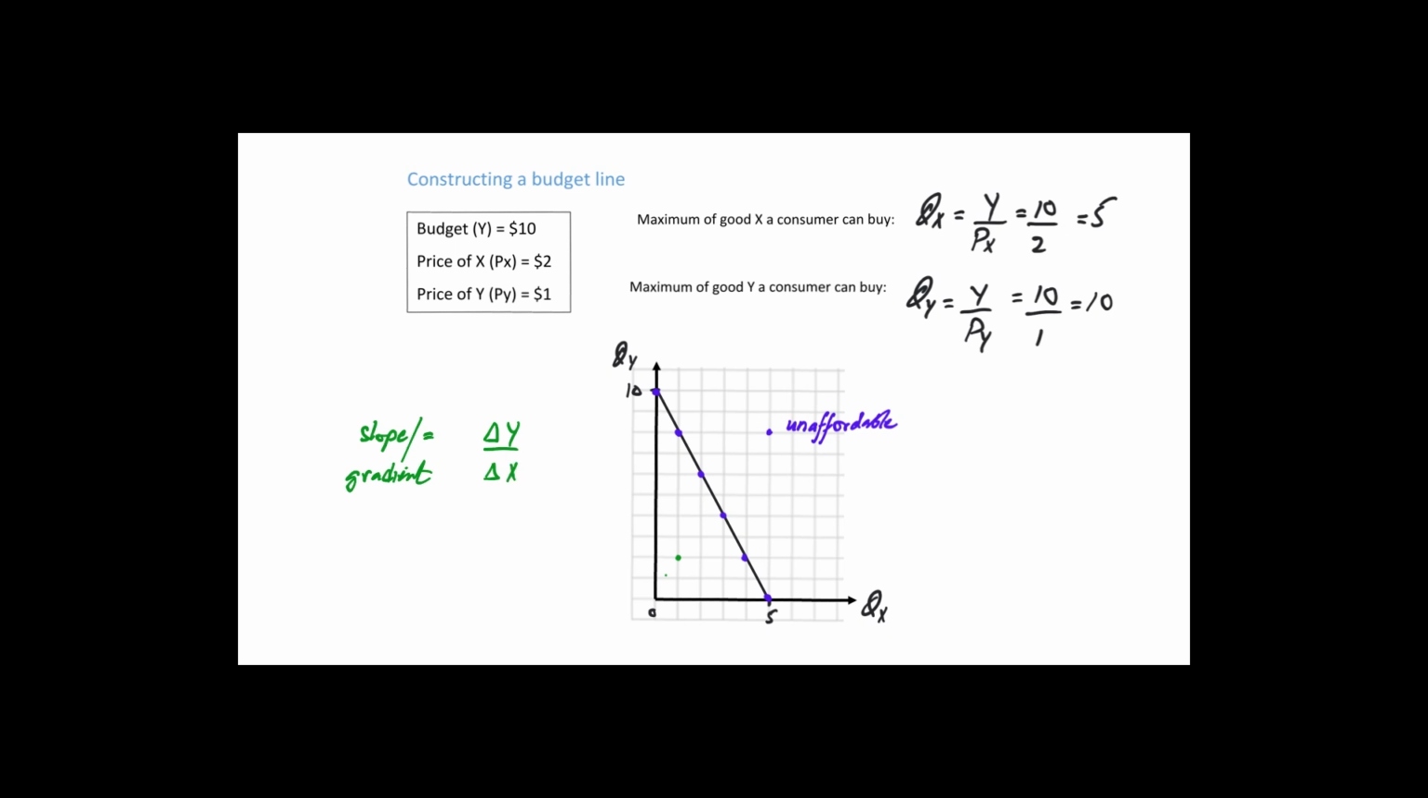Change in y over change in x. In this case, I think it's 2 over 1, negative 2 over 1, minus 2 is coming. Negative 2, why? Right, because it's a downward sloping, it's a negative relationship.